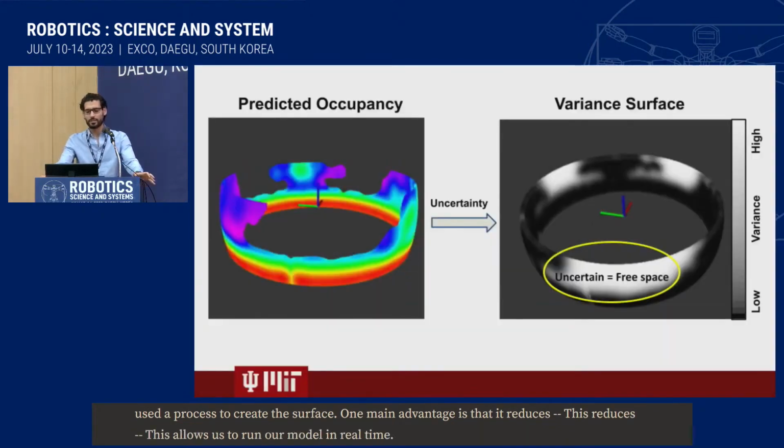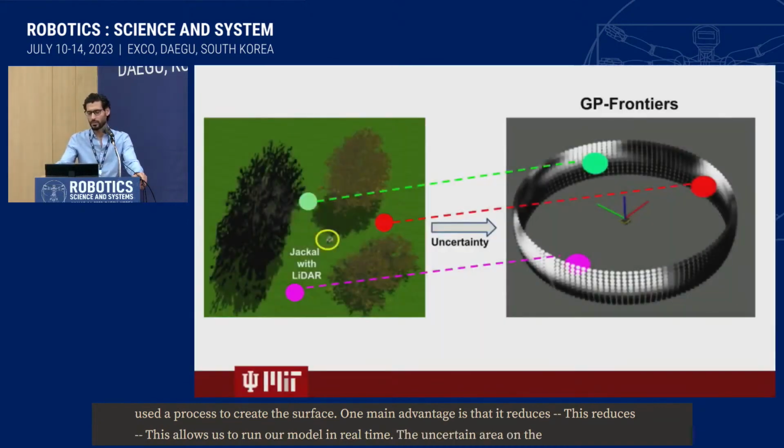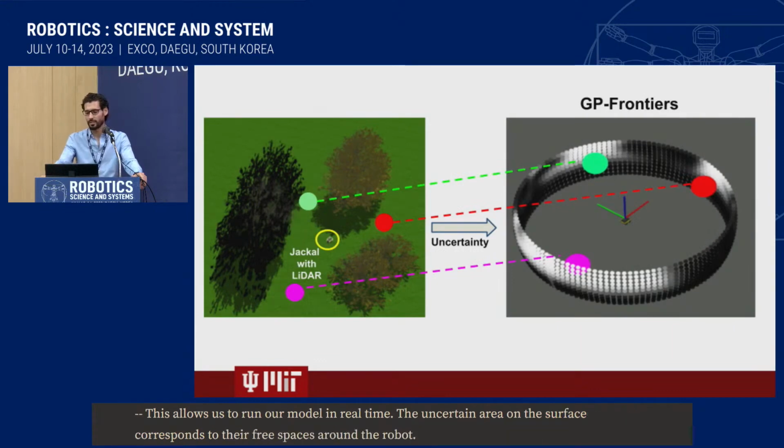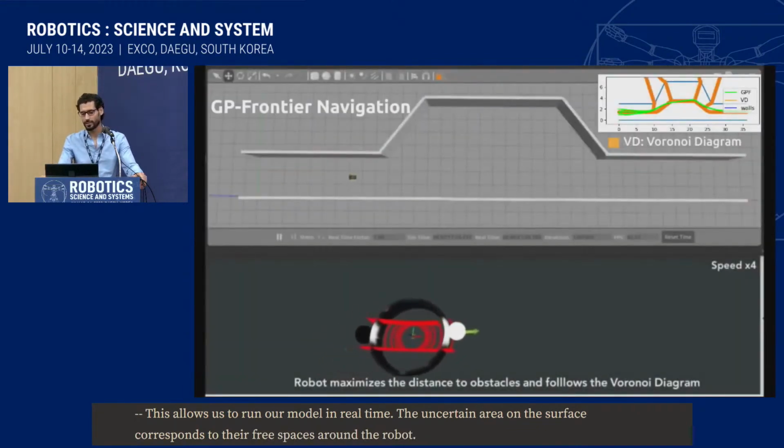Then we leverage the uncertainty associated with the predicted sparse GP occupancy to construct another surface called the variance surface, where the uncertain area on the variance surface corresponds to the free spaces around the robot. And we define the centroids of the uncertain area as GP frontiers. GP frontiers are used as local navigation points.